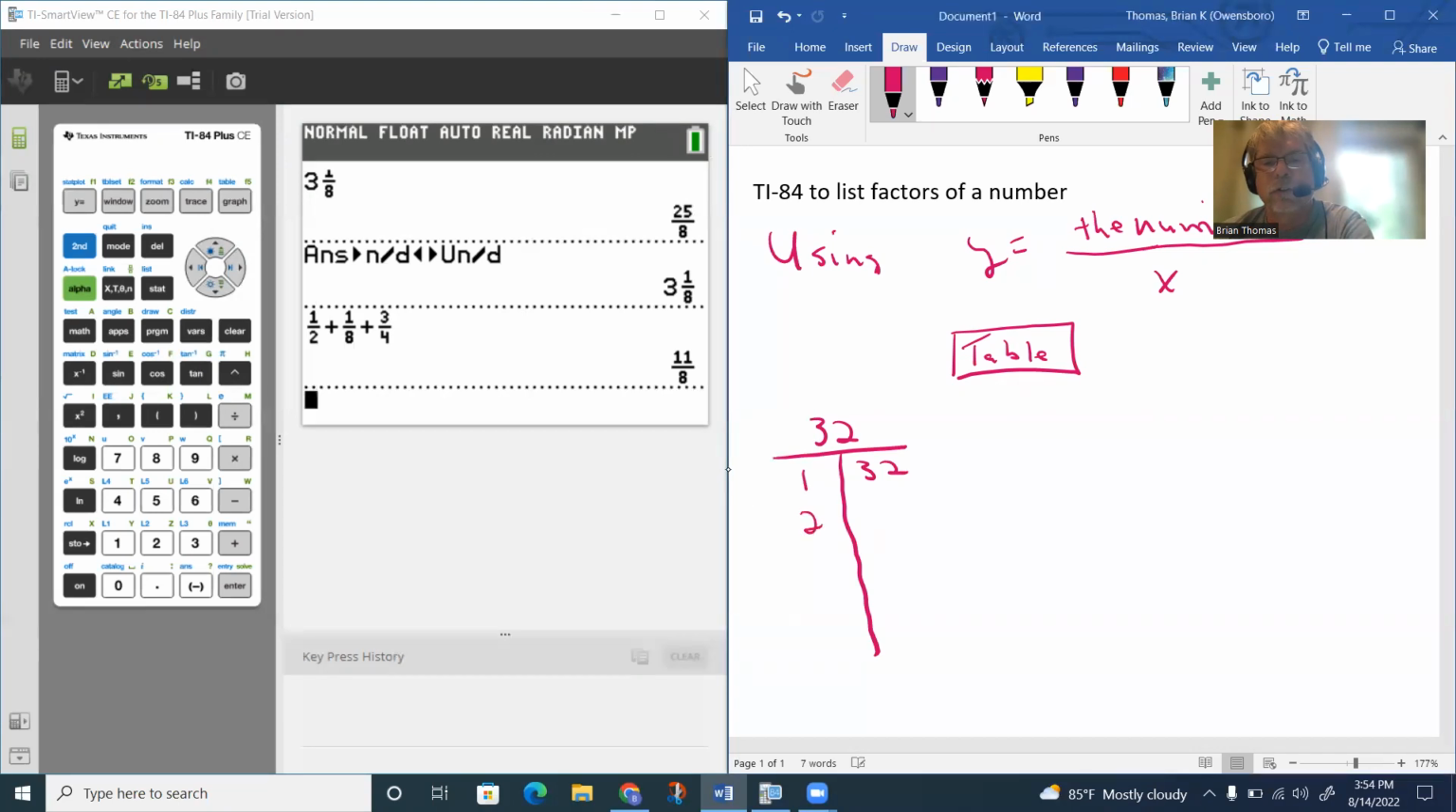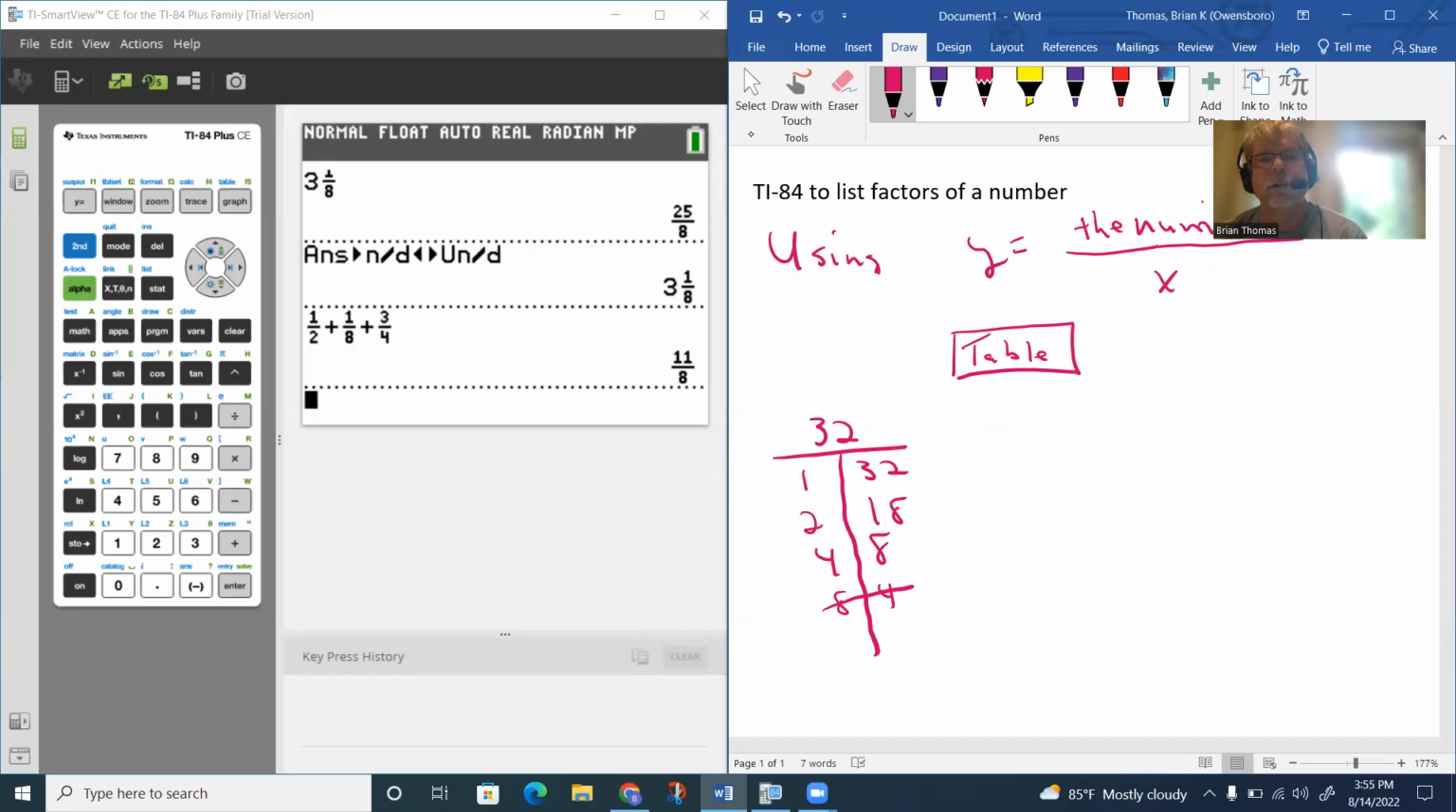Two goes into 32, or two times what gives me 32, that would be 18. Three does not go into 32. Four does go into 32. Four times eight would be 32. Five would not go into 32, so five is not a factor of 32. Six does not go. Seven does not go. Eight does. Eight times four. And since we're repeating, we would just list our factors as 1, 2, 4, 8, 18, and 32.